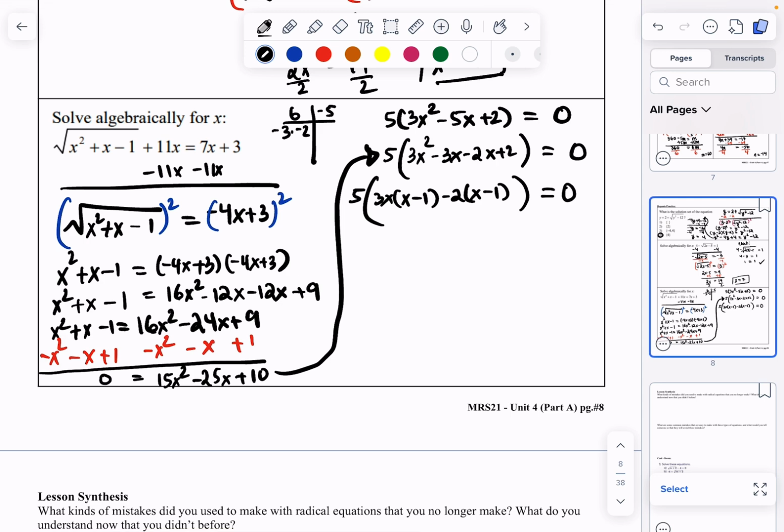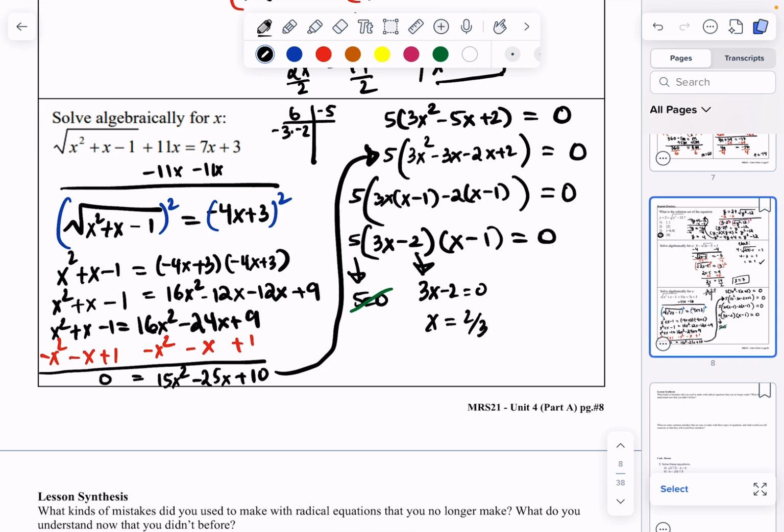Then we have 5 parentheses 3x minus 2, and then we have x minus 1 is equal to 0. So we have 5 is equal to 0. We don't need that, we omit it. Then we have 3x minus 2 is equal to 0, which gives us x is equal to 2 over 3. And then we have x is equal to positive 1.